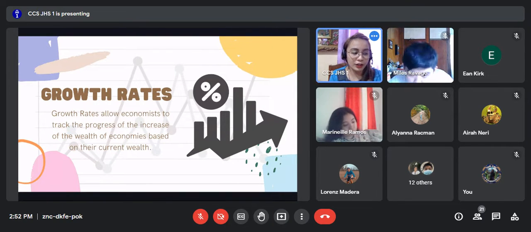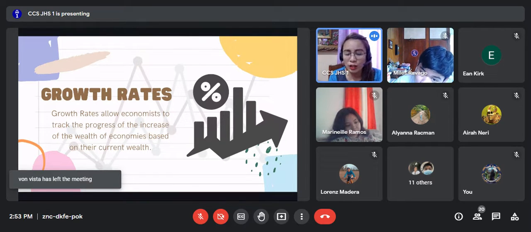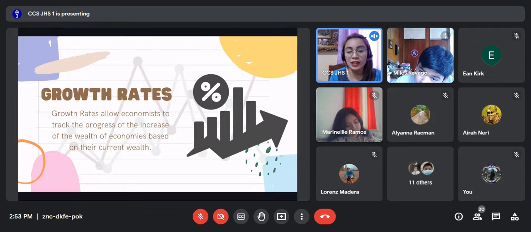growth rates allow economists to track the progress of the increase of the wealth of a certain country. So when we want to know how well the country is doing, it would be easier for us to know that if we look at the growth rates right away. So for us to be able to compute for the growth rate, we will use the data of the GDP and the GNI. So para makabalo whether we are doing well, if nag-increase ba or is there a growth in our economy or not, then we have to look at the growth rates.